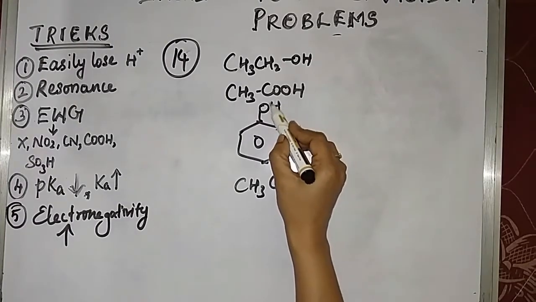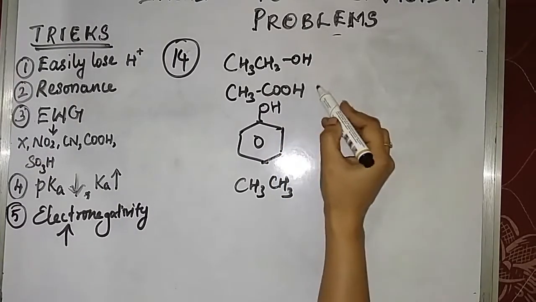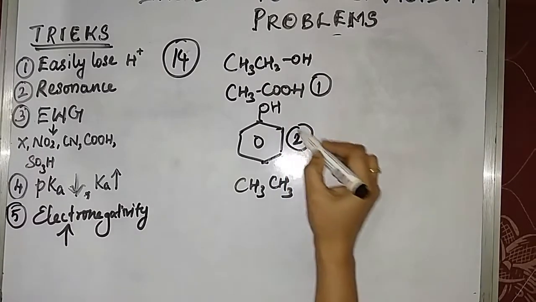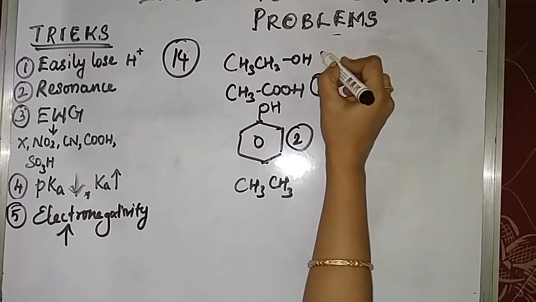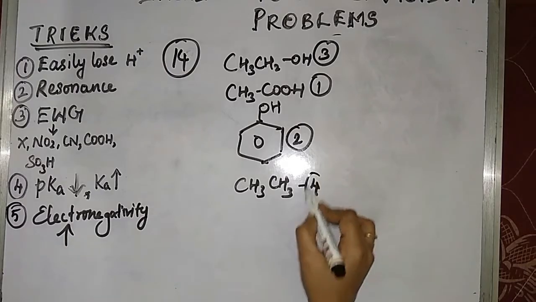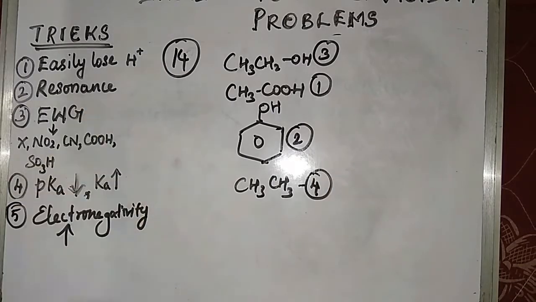If you add a base, then only it will cleave and form. But here this hydrogen will easily cleave, and resonance structure is also there, so this comes first. Without resonance structure, it goes to third, and where there is nothing, only an alkyl group, it goes to fourth. This is the order.